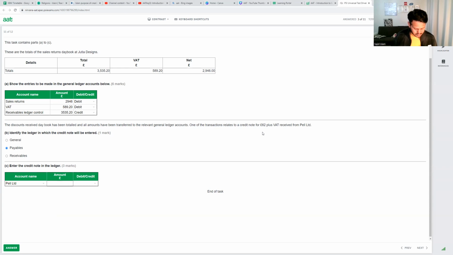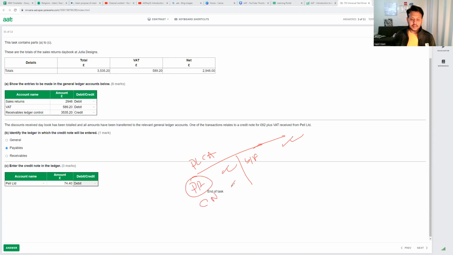So let's find it out. How much is 62 plus VAT? 74.40. 74.40, and it will be debit for me. Remember that, because on the supplier account we have two sides, debit and credit. So when you have a purchase ledger control account, the opening balance or purchase ledger is always on the credit side. So balance b/d is on the credit side for the supplier account, because it is a liability account that I have to pay. So every time I return, the purchase return will always be on the debit side. Credit note is always on the debit side. It will reduce my balance. For that reason, it is a debit.